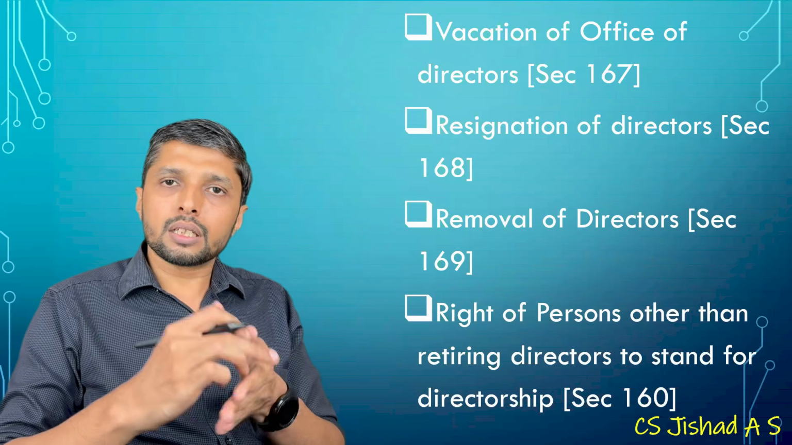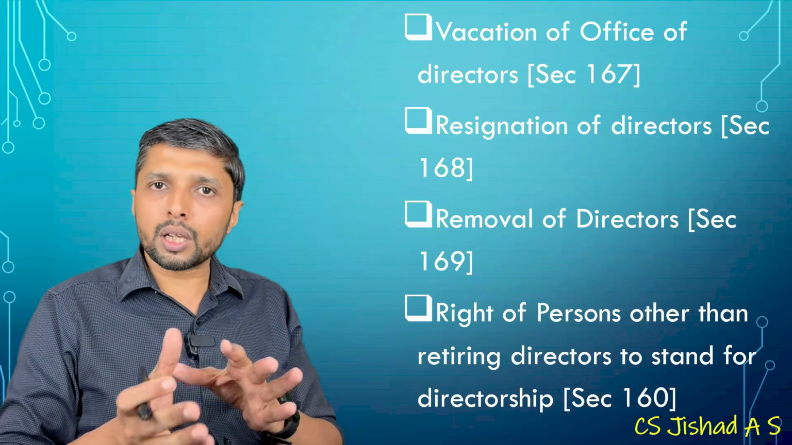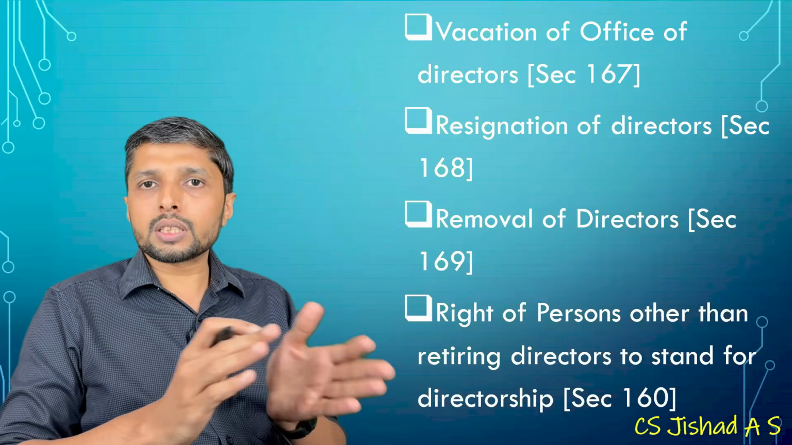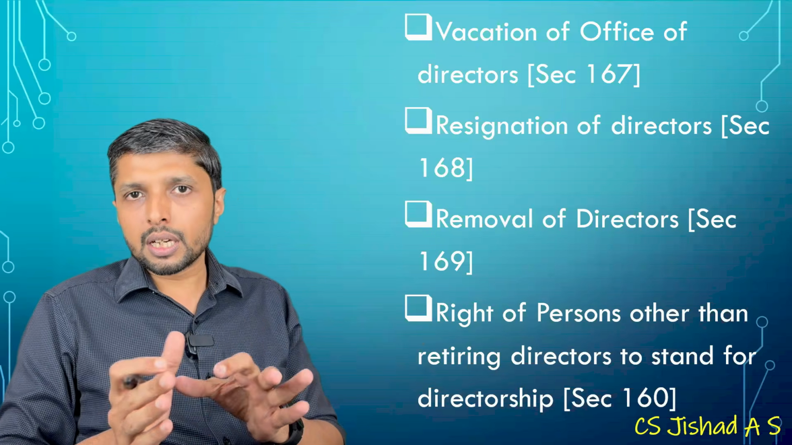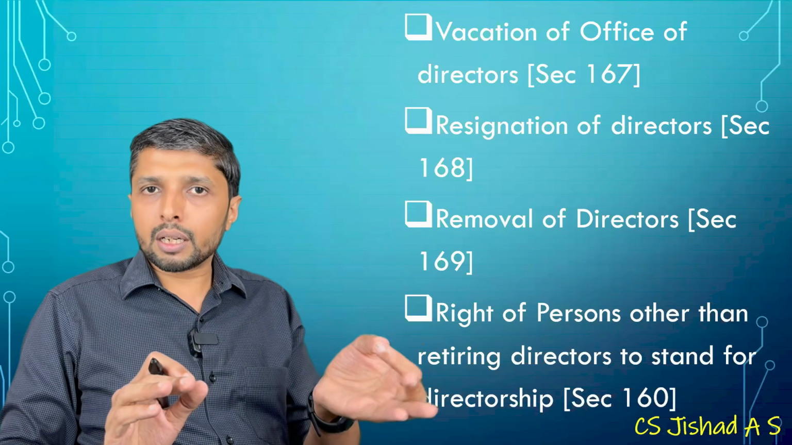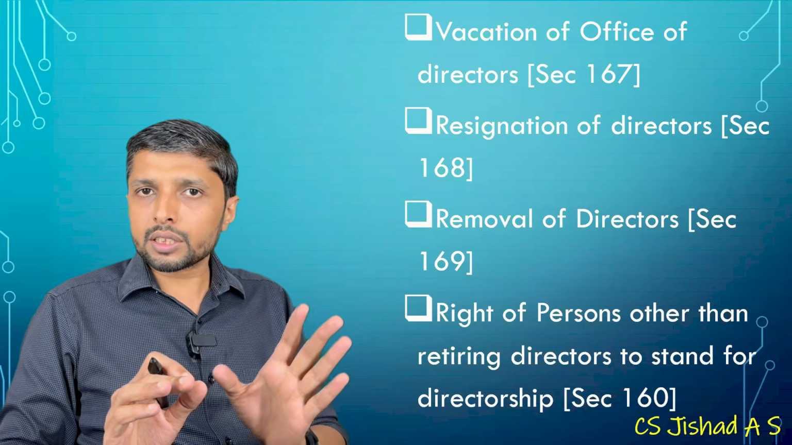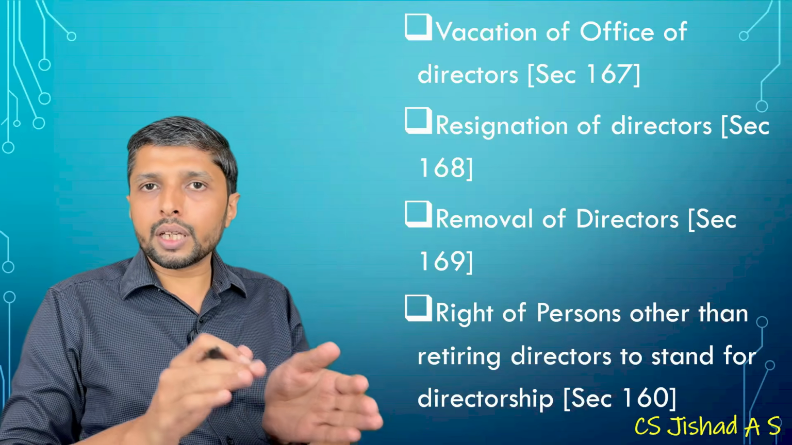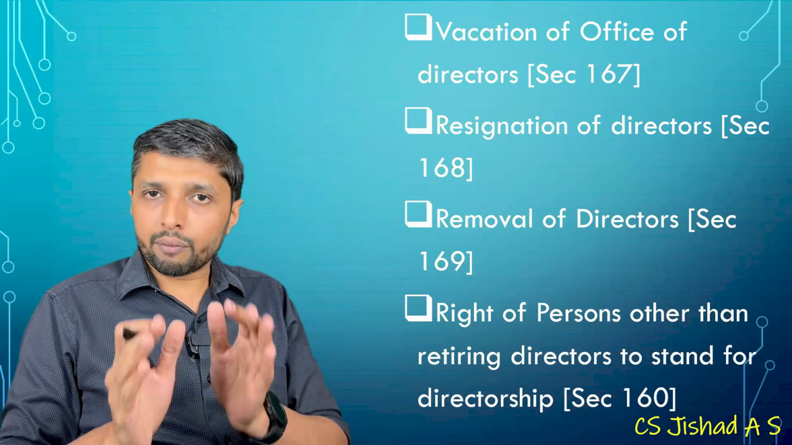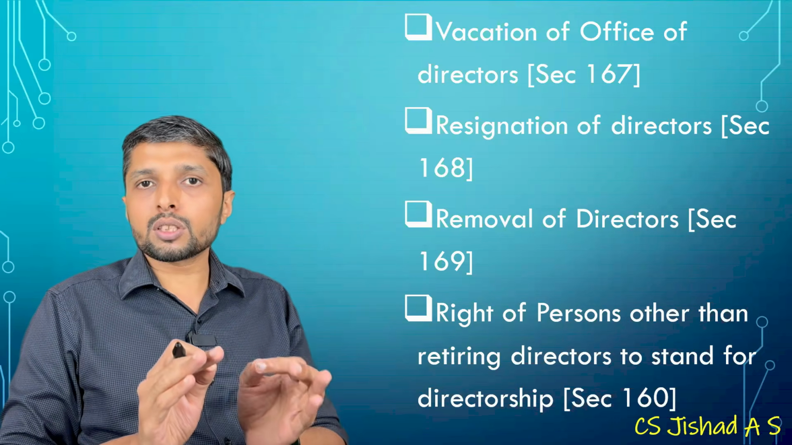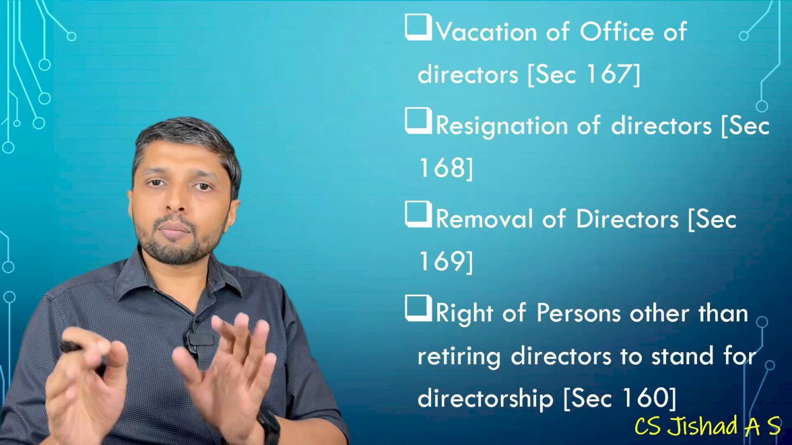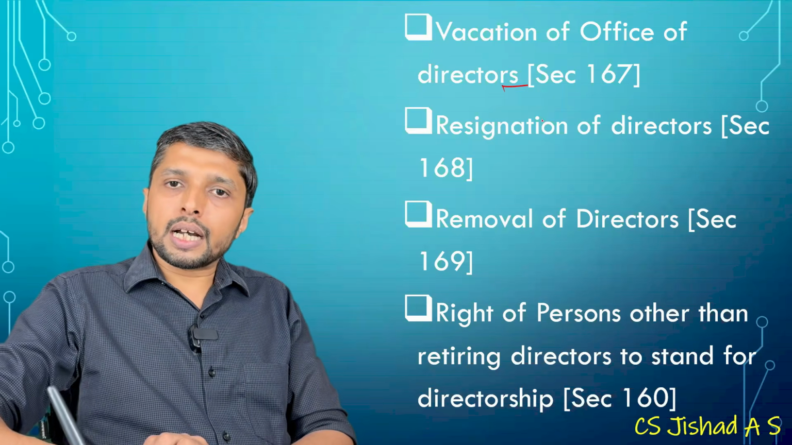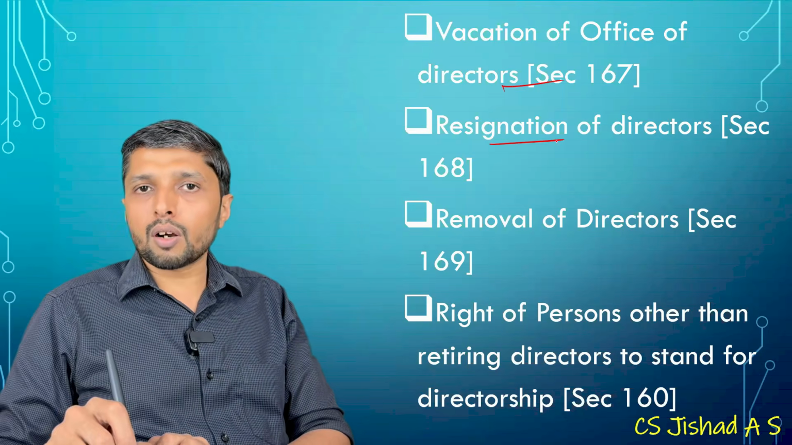when he is disqualified by an order of a court or tribunal, when he is convicted of any offense involving moral turpitude or otherwise, when he is removed in pursuance of the Act or under 169, or when he is appointed as director because of holding any employment in a holding company or subsidiary company and that employment ceased. Now we can have the discussion on resignation of director.